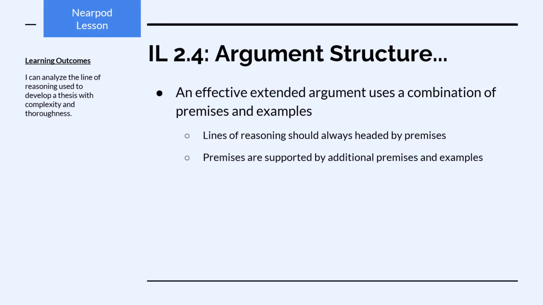An effective extended argument will use a combination of both premises and examples. You really can't just rely on one or the other. Your lines of reasoning, however, in an extended argument, those should always be headed by premises. That's because if they're headed by specific examples, there's no room to go any further than that. You've already gotten as specific as you can, which usually means that you've skipped some logical steps in between. So premises should always support your main or primary claim, and then those premises should be supported by additional premises and examples.